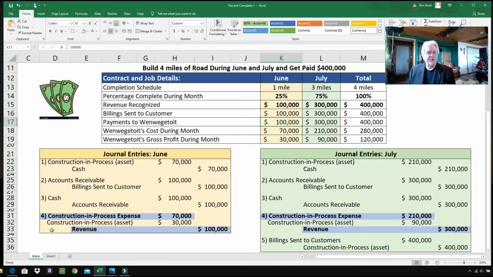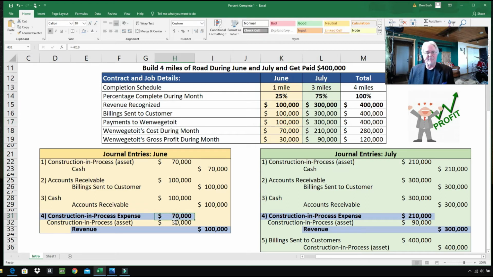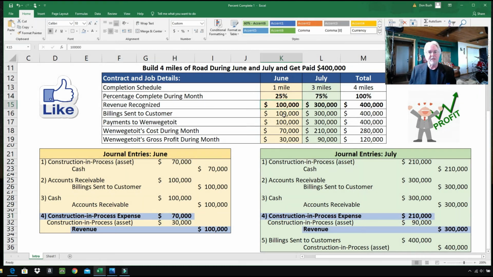Now the fourth entry, as mentioned, these accounts in blue go on the income statement. So what we're doing is we're debiting construction and process expense for $70,000 because that was the cost during the month of June. So expenses are debits, and we're crediting revenue for the amount of revenue that we're recognizing, and I've got that on the chart here too, $100,000.